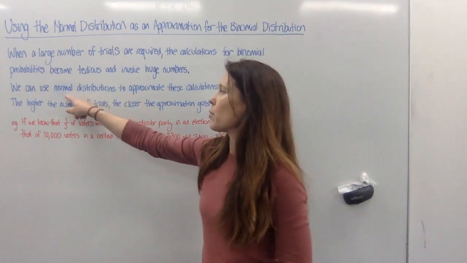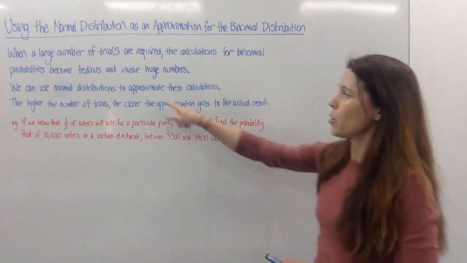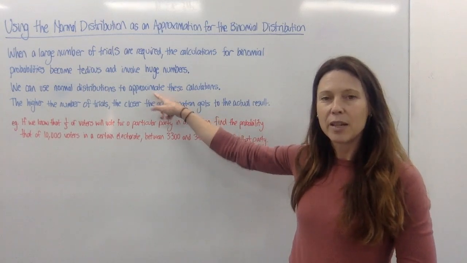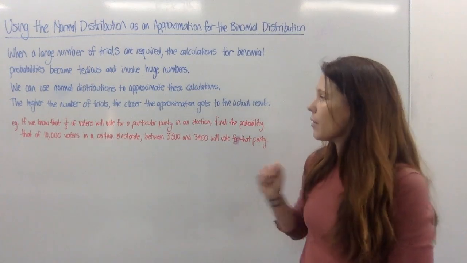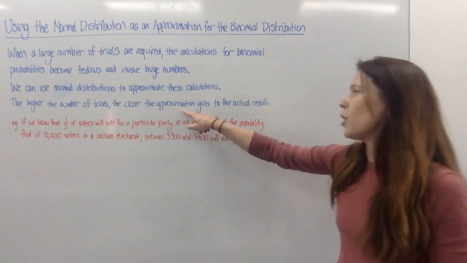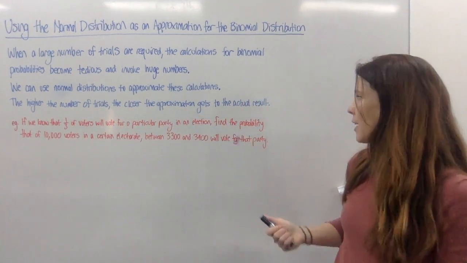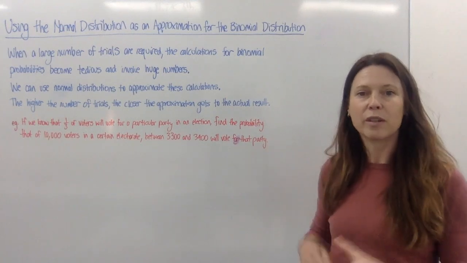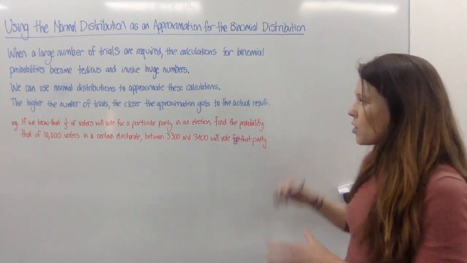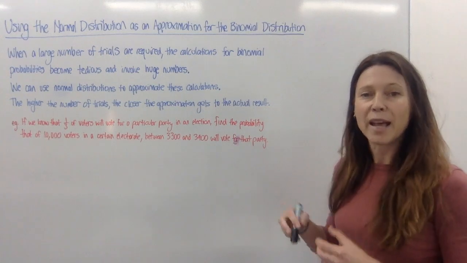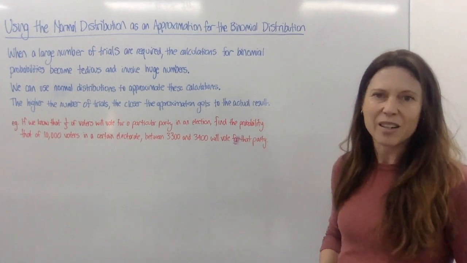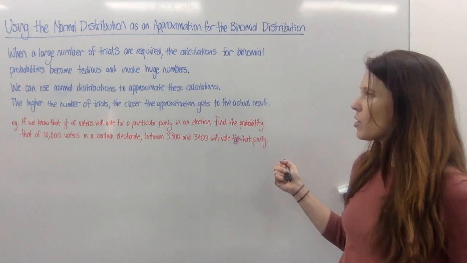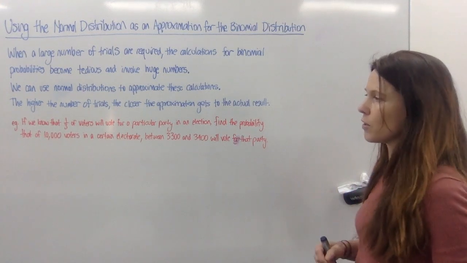So in this situation, we can use normal distributions to approximate these calculations. Now, it should be specified that this is just going to be an approximation, but the higher the number of trials, the closer that approximation gets to the actual result that we would have got if we'd used the binomial method. So we'll have a look at an example here. We'll have a look at how we would go about doing it with a binomial distribution, see that it's tedious, and we'll approximate the result using the normal distribution.